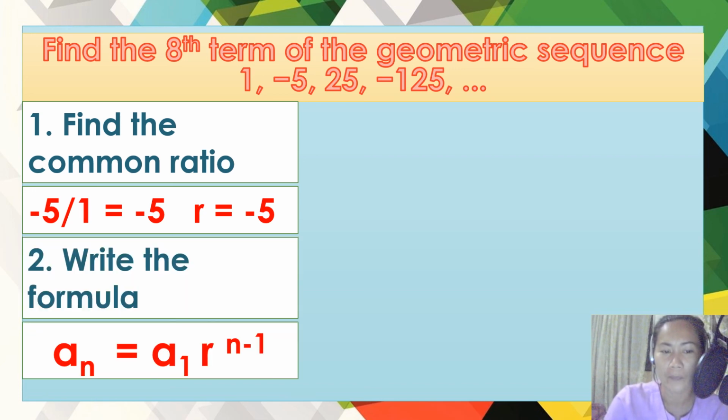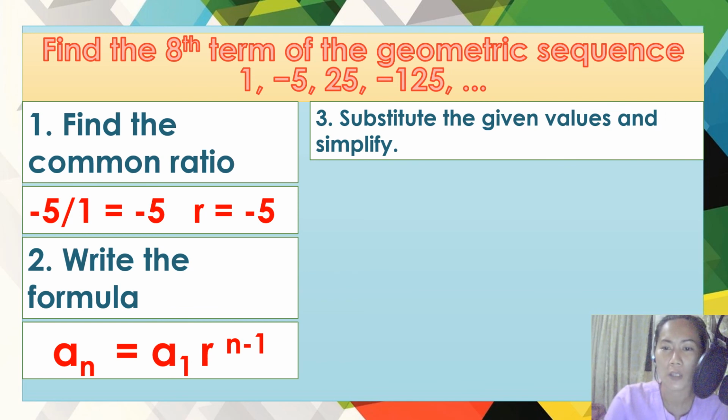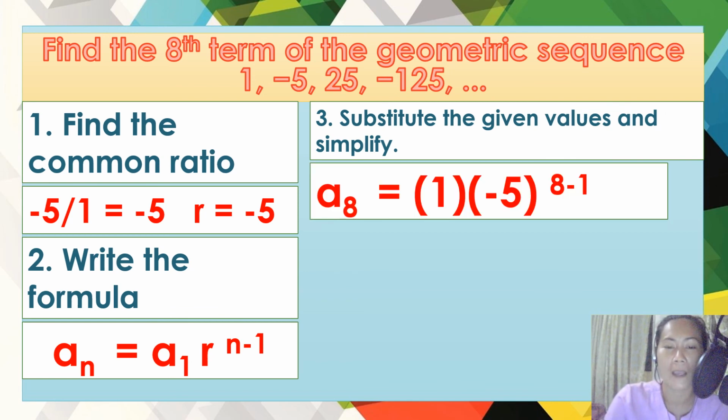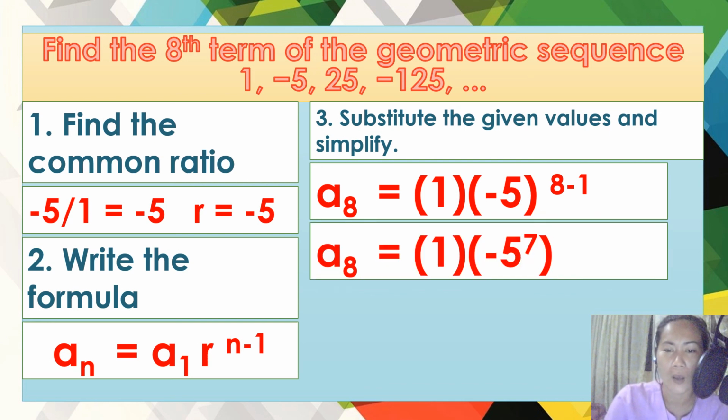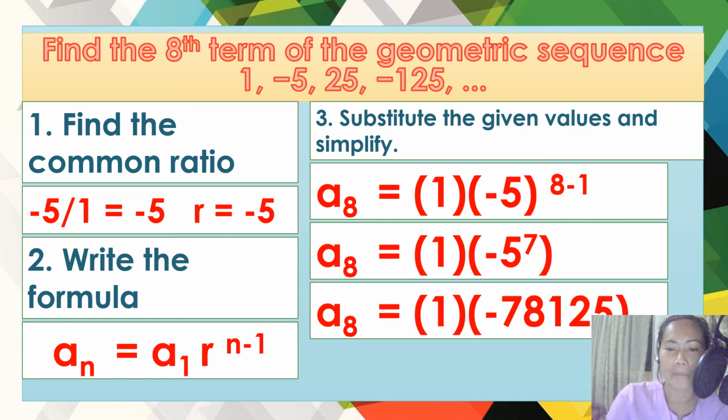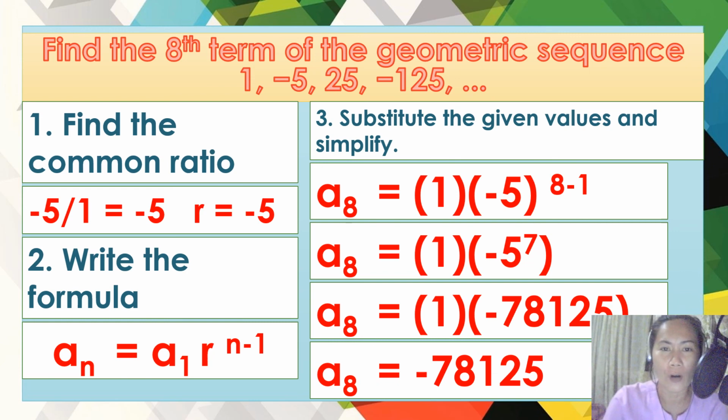Next, the formula. A sub n equals a sub 1 r raised to the power of n minus 1. And then we substitute the given values and simplify. A sub 8 equals 1 times -5 raised to the power of 8 minus 1. And then 1 times -5 raised to the power of 7. So we have 1 times -78,125. Therefore, the eighth term is -78,125.